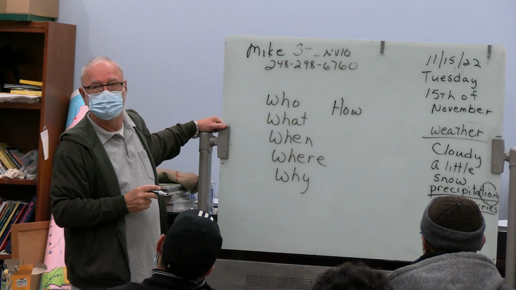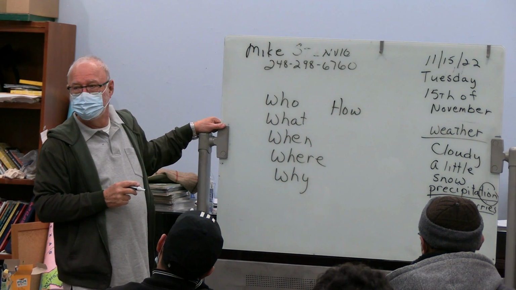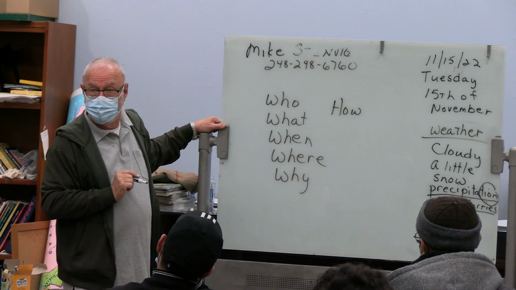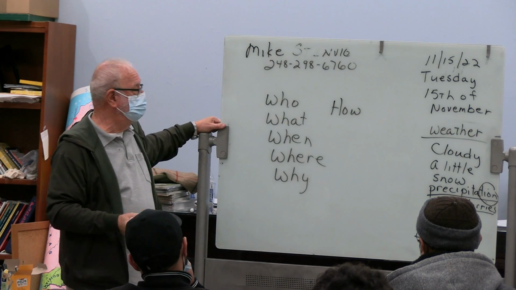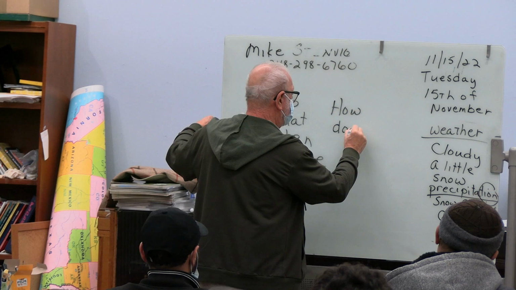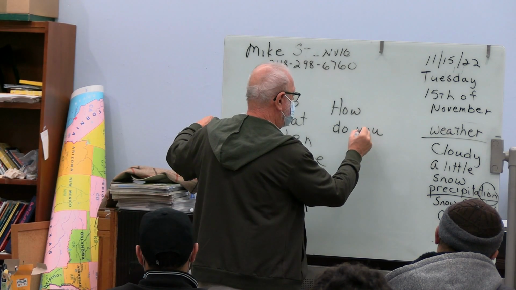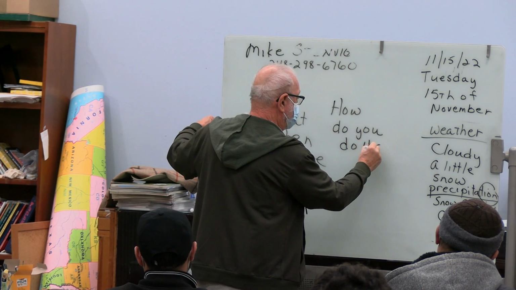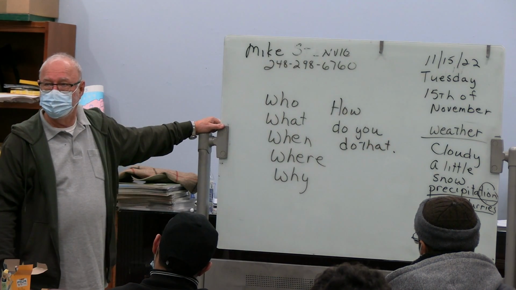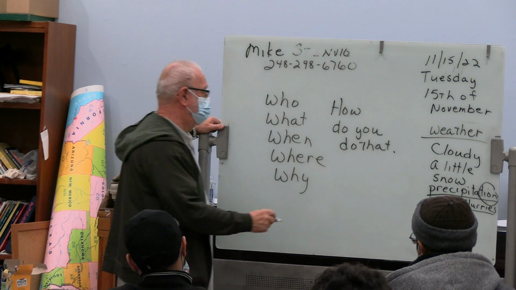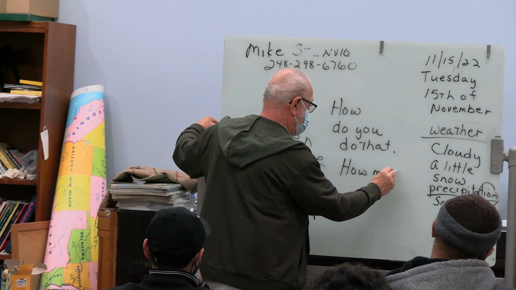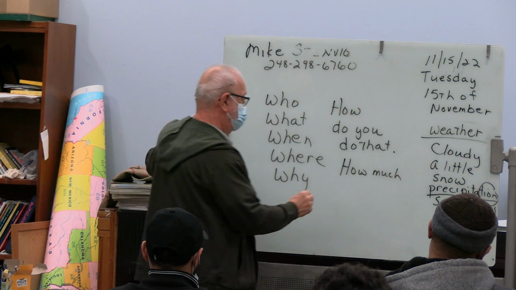How? How is the way you do something, the method. How do you do that? But also, how much? How many?